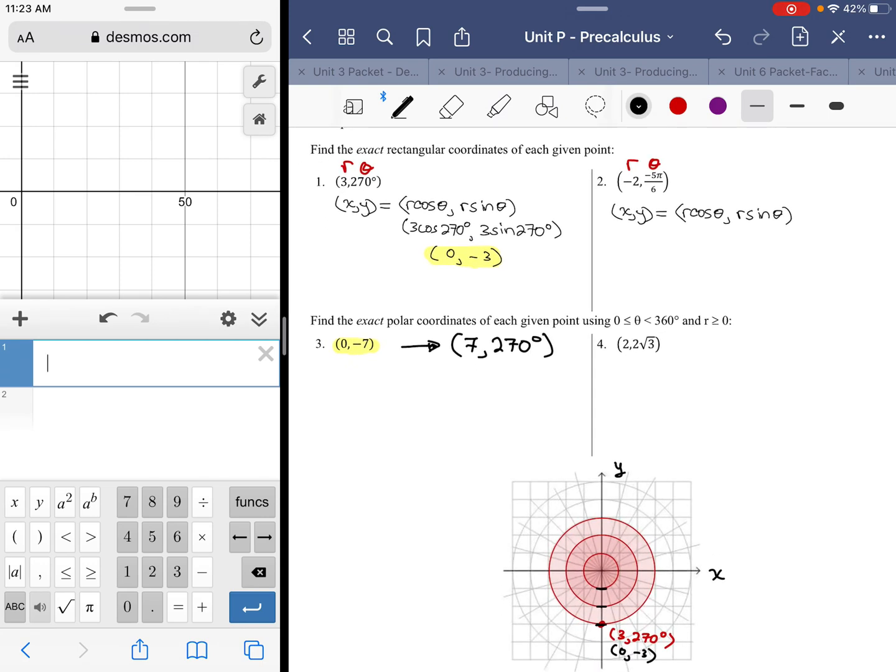You just have to know a little bit more trig. Now, I haven't really gotten into the Desmos yet. You don't really need to know every aspect of trigonometry, but it does really help. So -2 cosine -5 pi over 6, -2 sine -5 pi over 6.